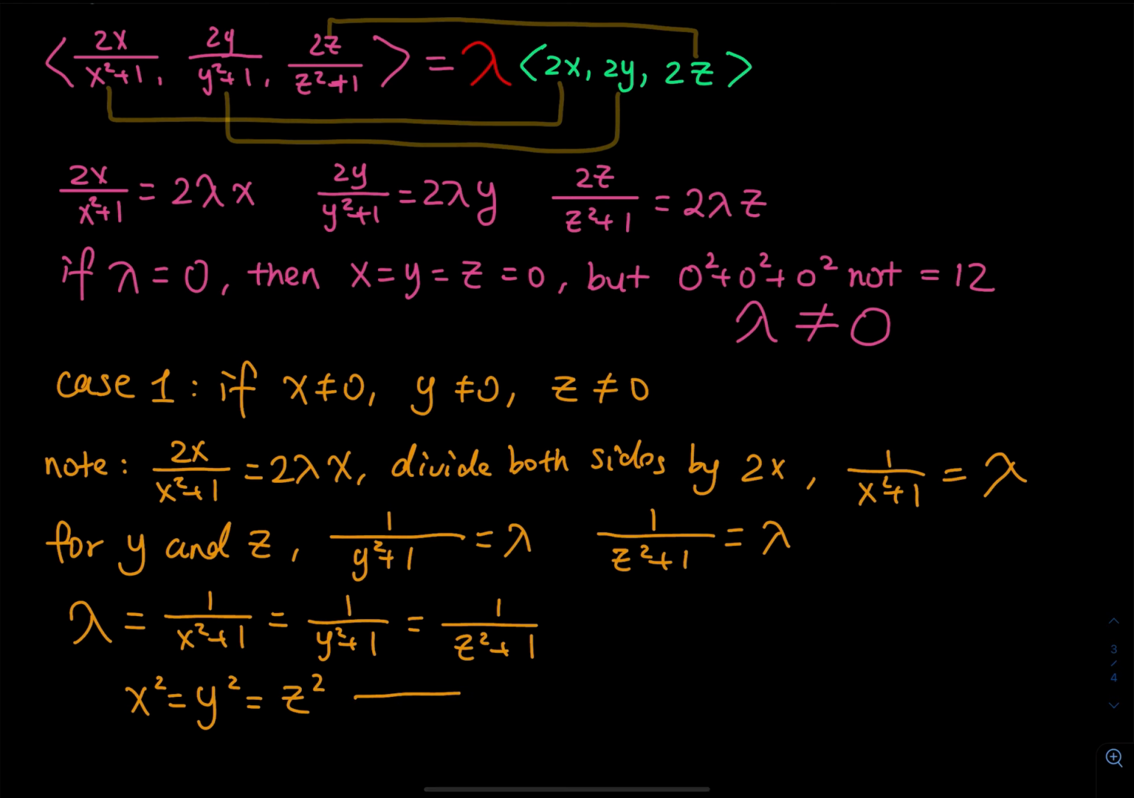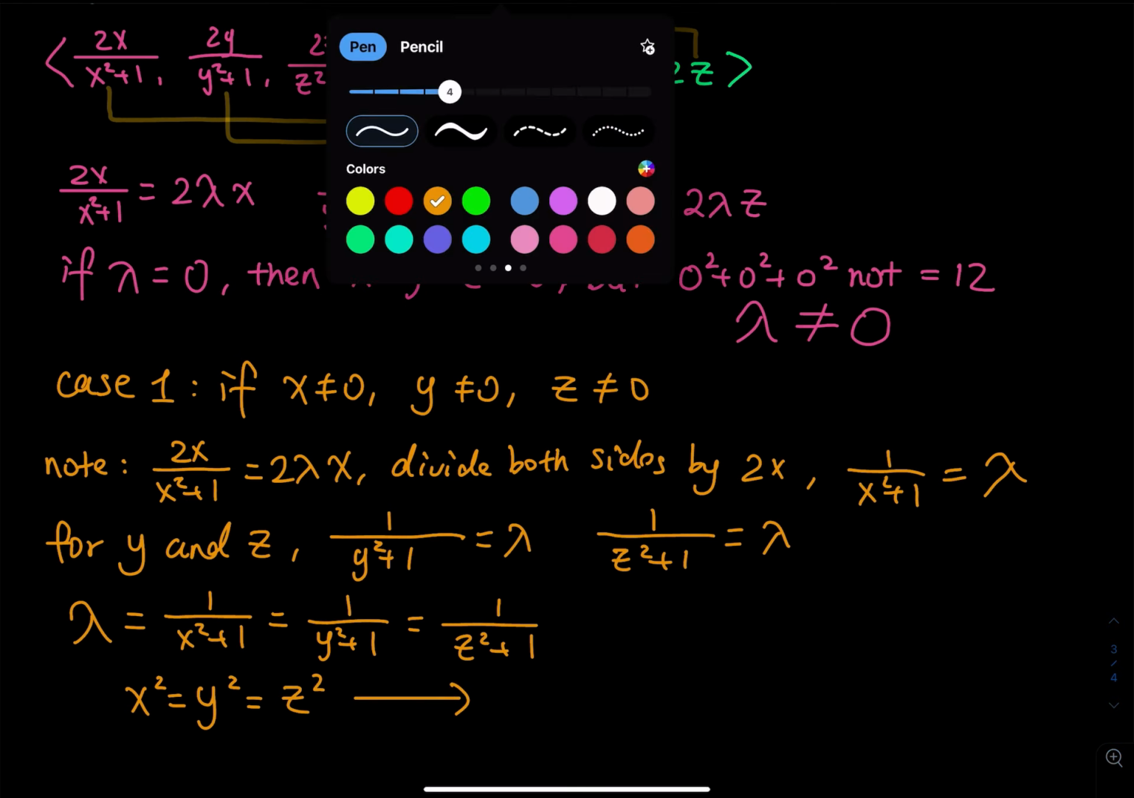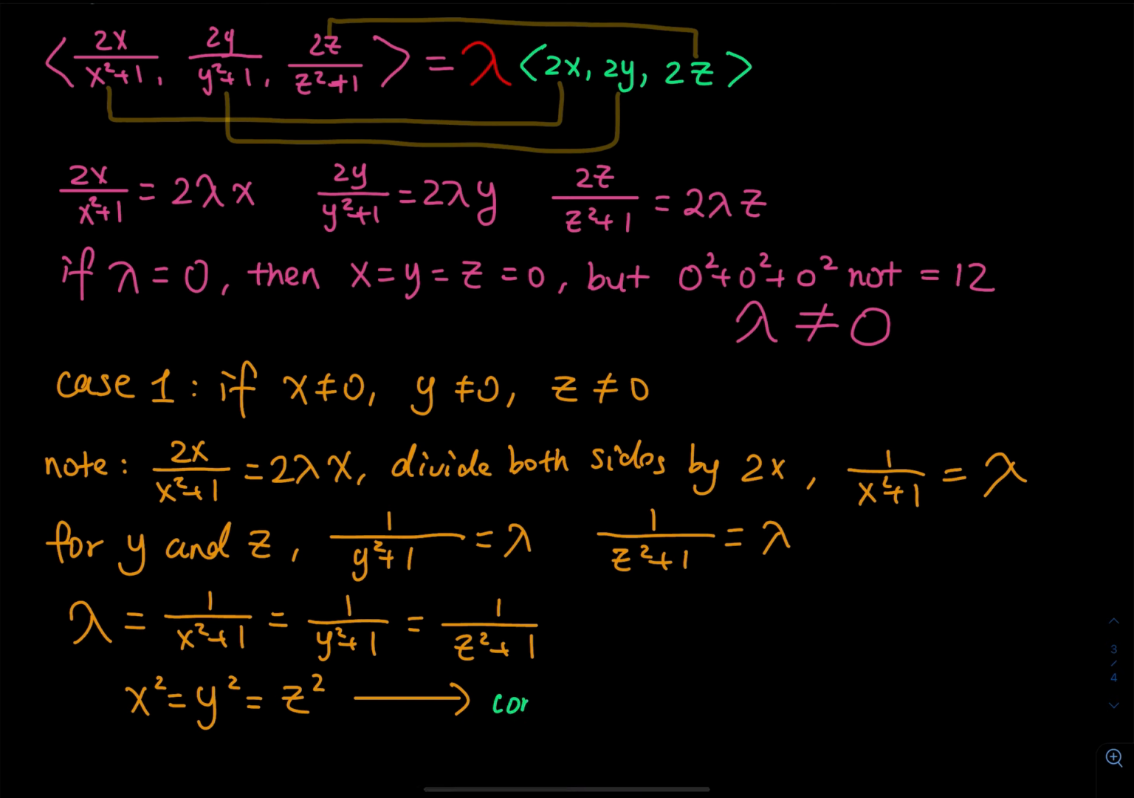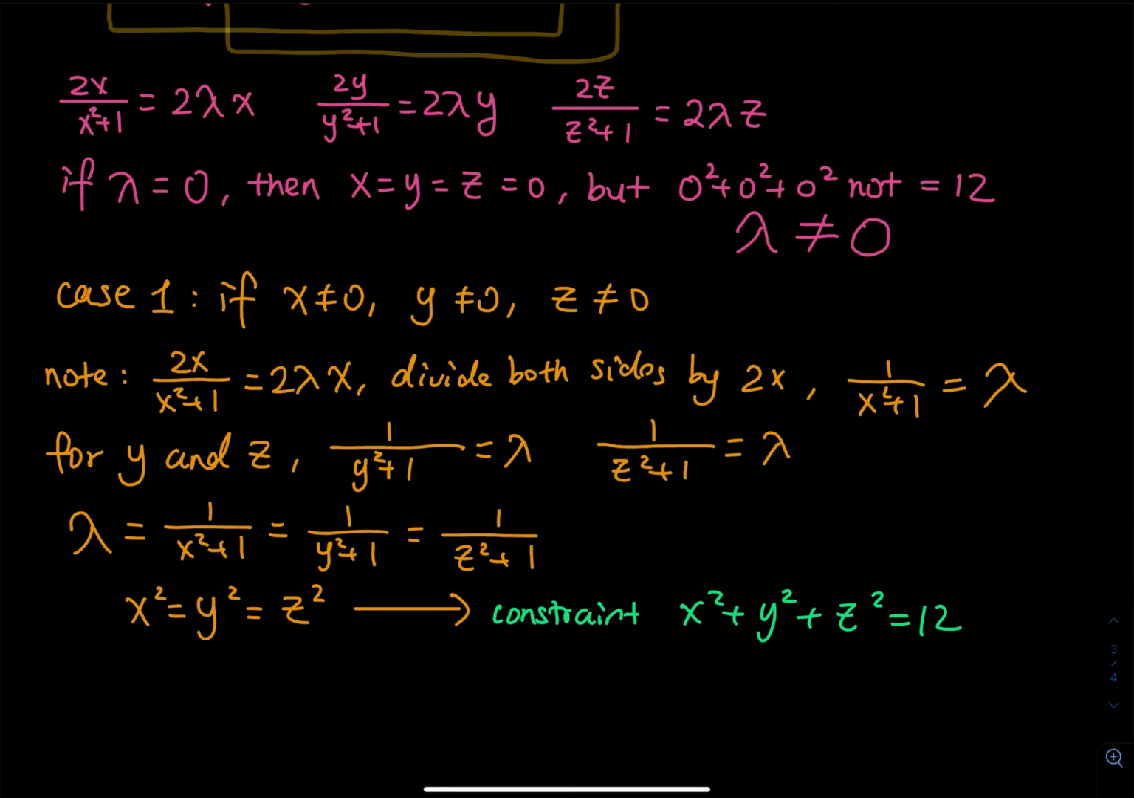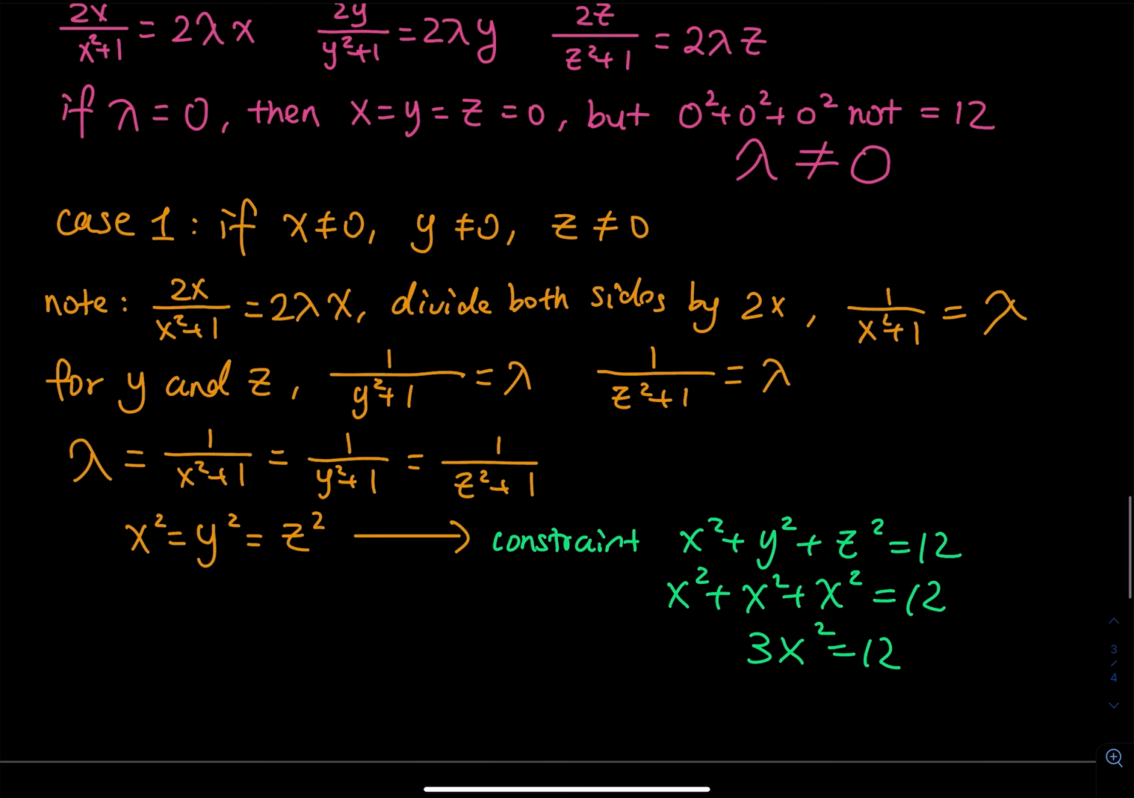And then I will go back to my constraint. My constraint is x squared plus y squared plus z squared, that is my sphere. Since x, y, z are all equal, I can just put them all in x. x squared plus x squared plus x squared equals 12, so 3x squared equals 12, and then x squared equals 4. Therefore x equals plus or minus 2.